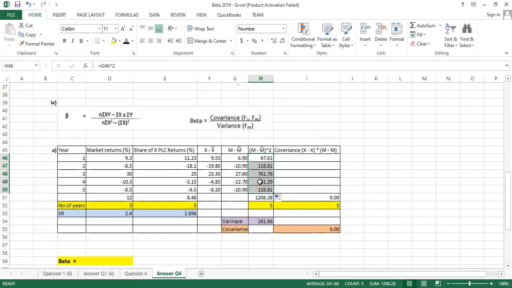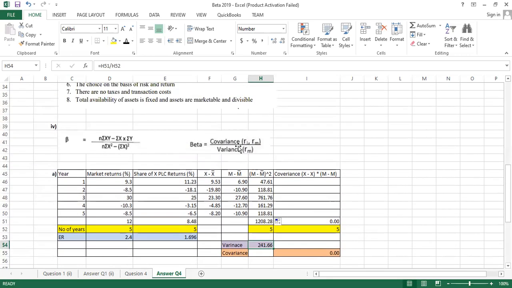Then we can calculate the variance. Let's see how to calculate the variance. The sum of m minus m bar power of 2 divided by number of years. So answer is 241.6 is the variance. So variance we calculated.